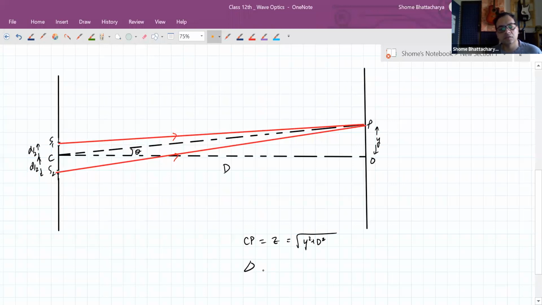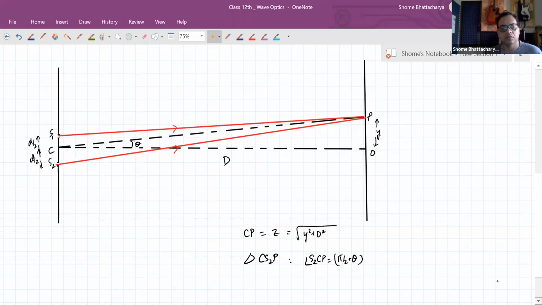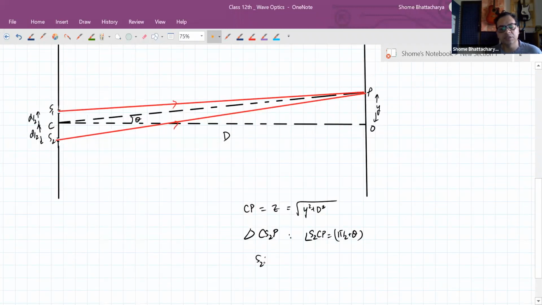So if you look at triangle CS2P, in that you can see that this angle S2CP is pi by 2 plus theta. So in that now the distance S2P, or what we can write as x2, let's say this distance is x2 and this distance is x1. Yeah, so this distance x2 can be written as square root of z square plus d by 2 whole square minus 2 times z into d by 2 into cosine of this angle, which is pi by 2 plus theta.